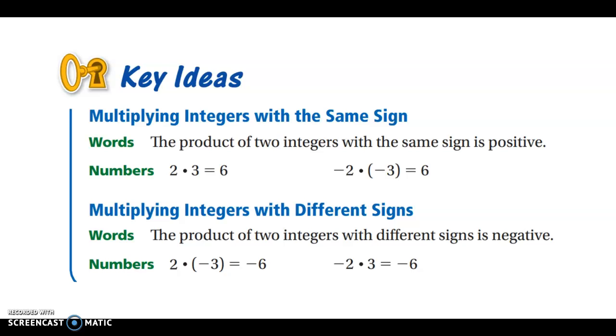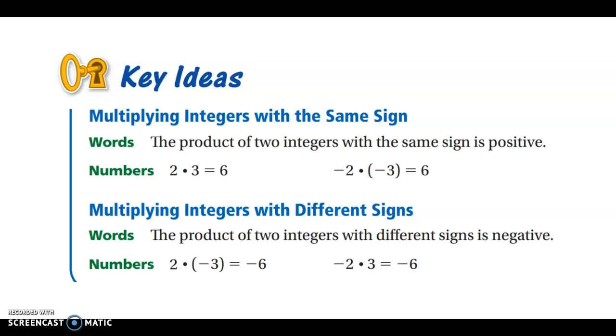Alright, today we're going to be talking about multiplying and dividing integers. So first we're going to talk about multiplying integers. Multiplying integers with the same sign, the words: the product of two integers with the same sign is positive. For example, 2 times 3 equals 6. Negative 2 times negative 3 equals 6.